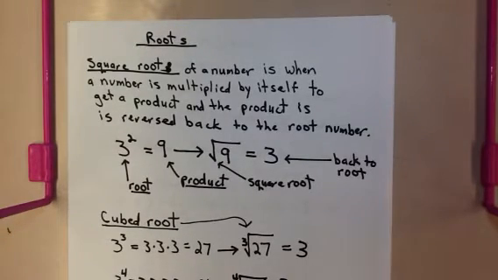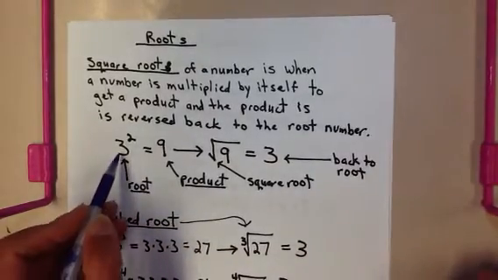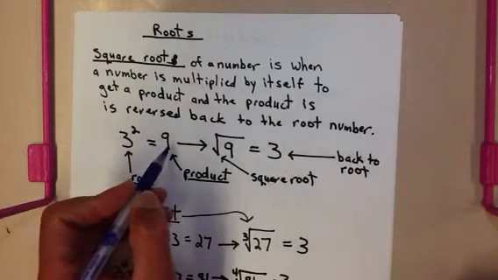Okay, today we are discussing roots. The most familiar root would be a square root, and the square root of a number is when a number is multiplied by itself to get a product, and the product is reversed back to the root number. So as you can see in my example here, we have 3 squared, which means 3 times 3 is 9.